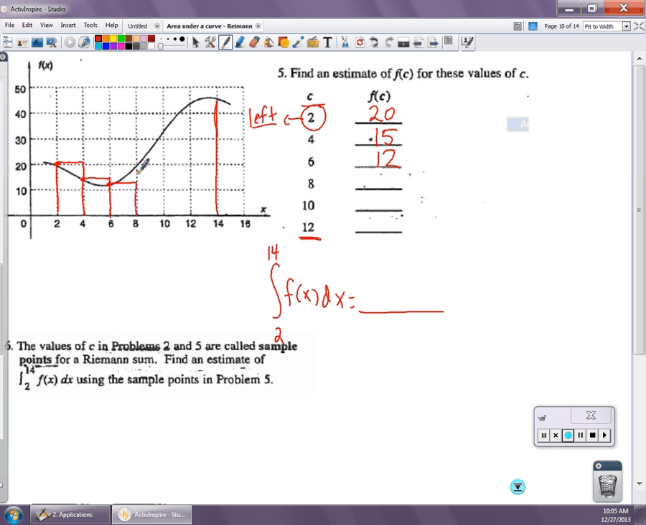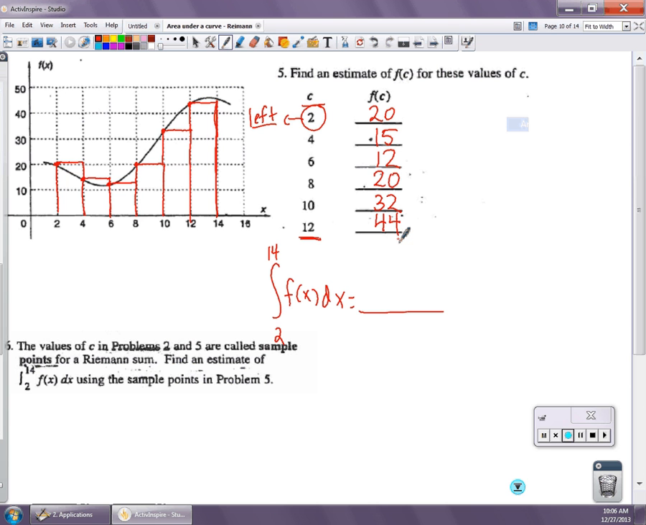I'm going to go to 8 and put a dot. That determines the height of the 4th rectangle. I go from left to right, and that's a height of about 20. I'm going to go to 10, put a dot. That determines the height of the 5th rectangle, about, we'll call it 32. I'm going to go to 12, put a dot. That determines the height of the last rectangle, and that's about, well, let's call it 44.